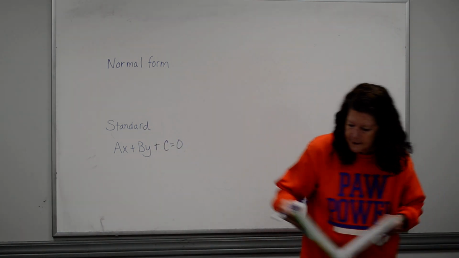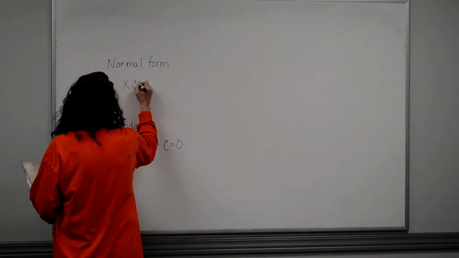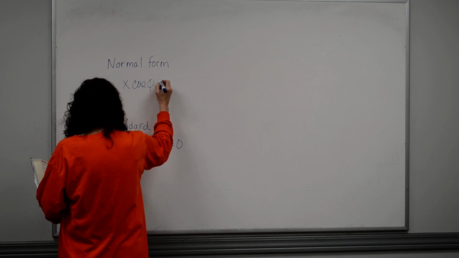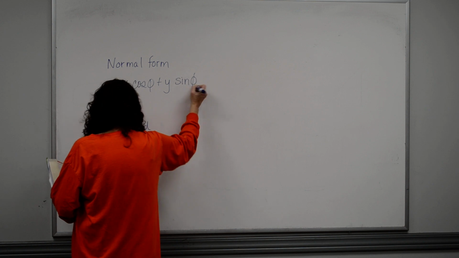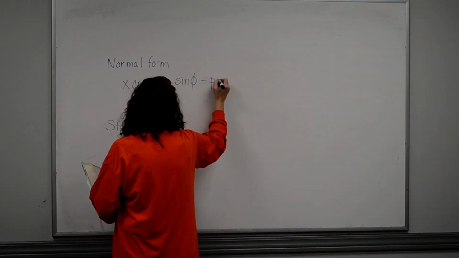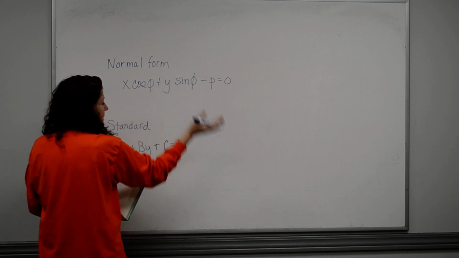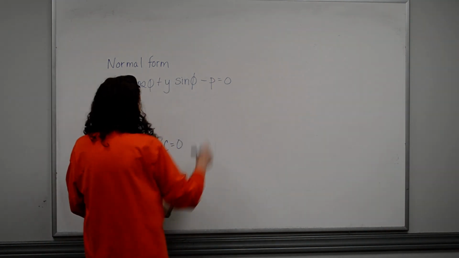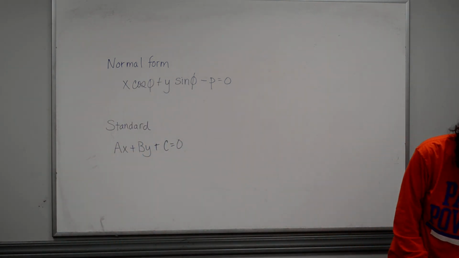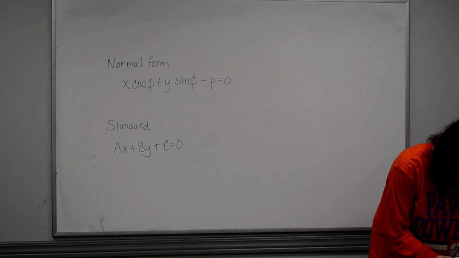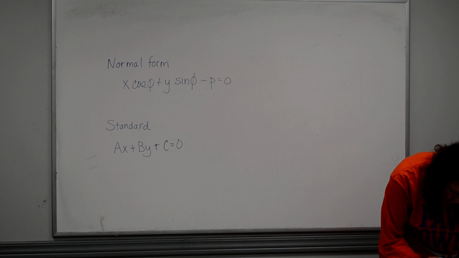Then your normal form, which is based on trig, is x times the cosine of phi plus y times the sine of phi minus p equals 0. Phi is the angle that's formed to the line, and p is the distance from the line. And we worked back and forth as far as how you convert between these two. If they give you one, you should be able to convert to the other one.